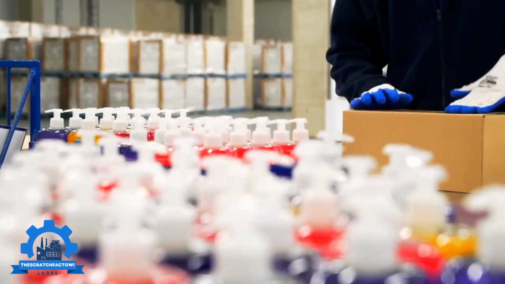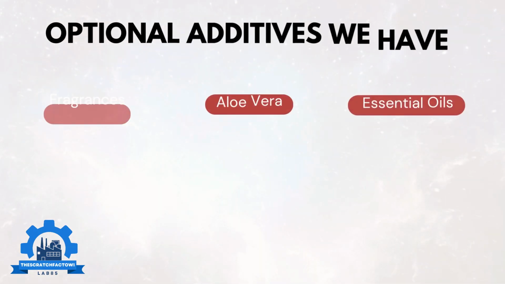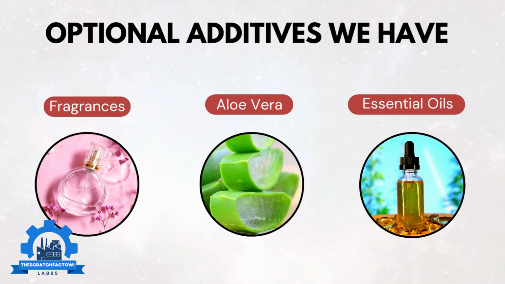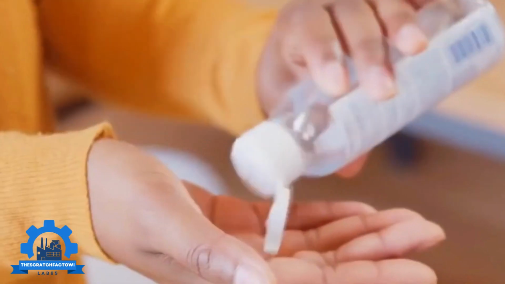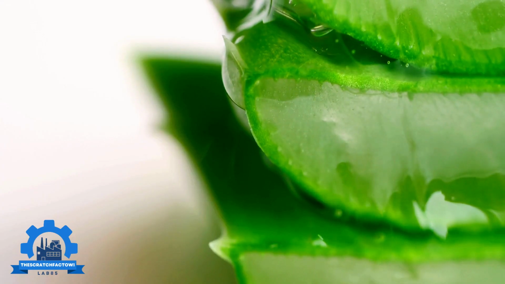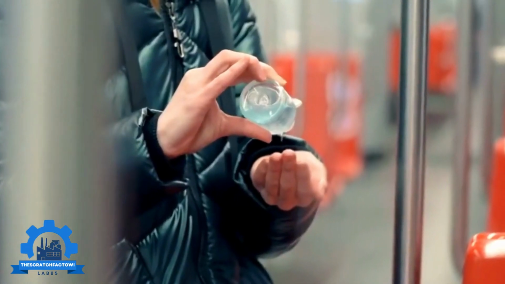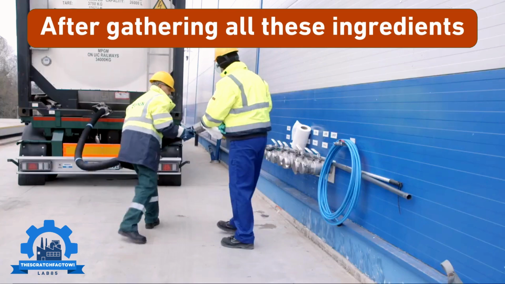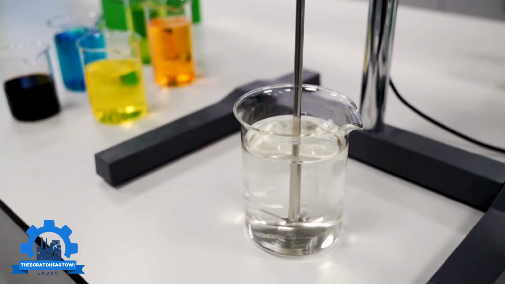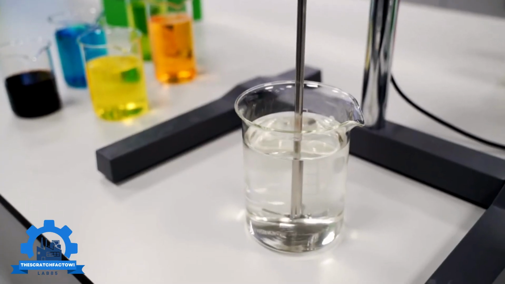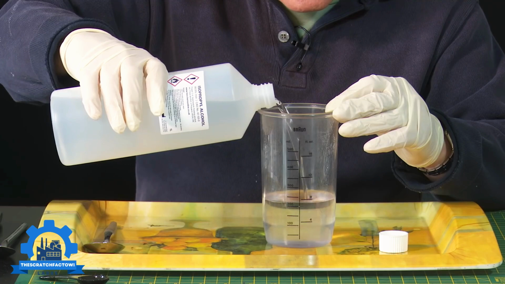For the optional additives we have fragrances, aloe vera, and essential oils. While not required, many hand sanitizers include optional additives to improve the texture, scent, and feel of the product. After gathering all these ingredients, the process consists of measuring the alcohol to ensure the correct concentration.